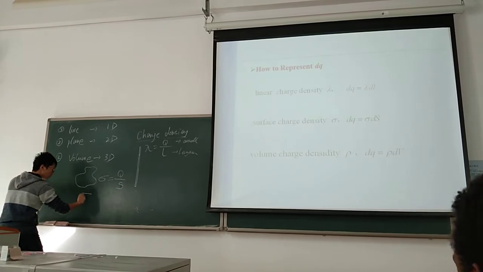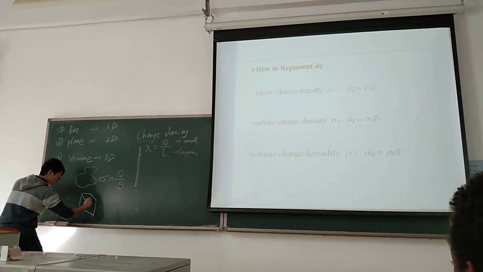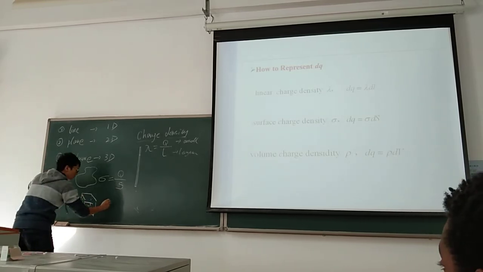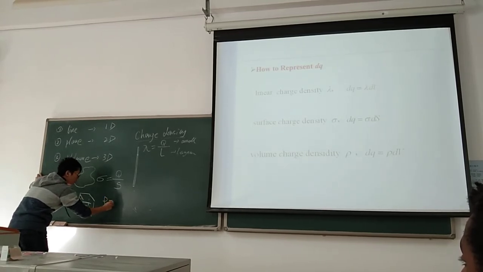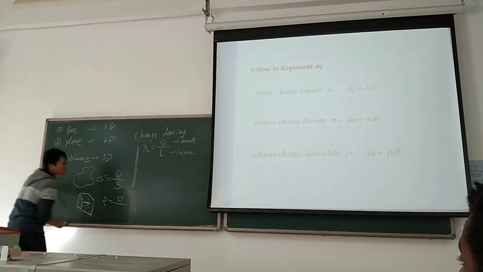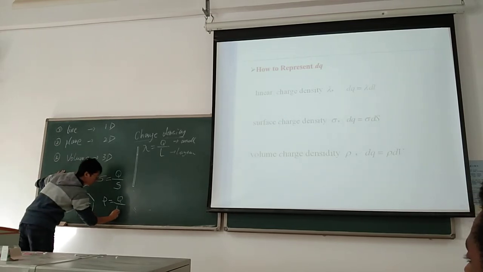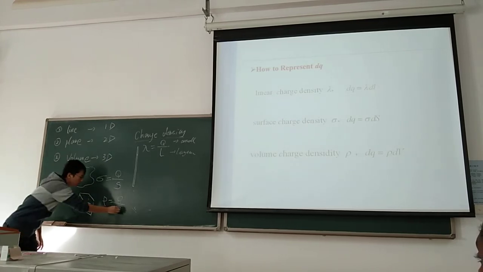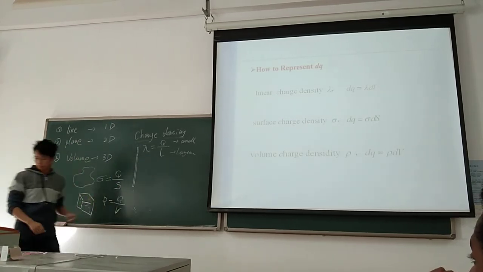For volume, rho equals Q over the volume of it, and then we can analyze Q over V. Volume, area.